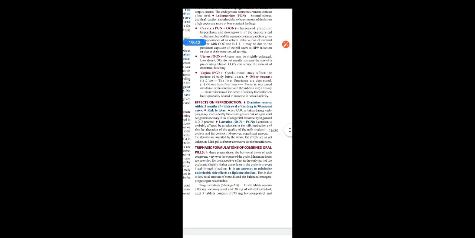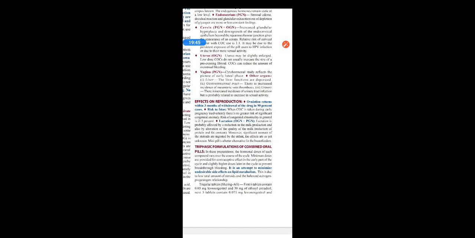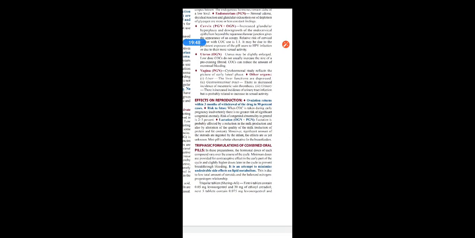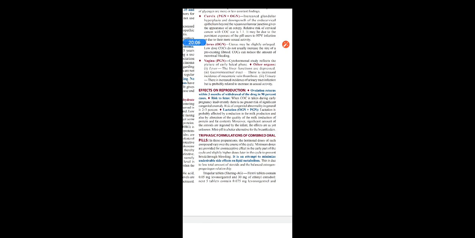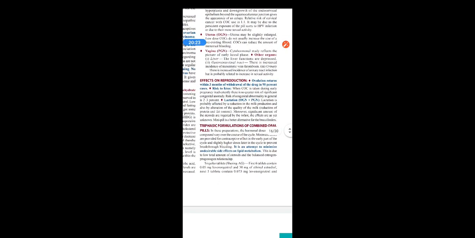And cervix: increased glandular hyperplasia and downgrowth of endocervical epithelium beyond the squamocolumnar junction give the appearance of an ectopy. It looks like cervical ectopy occurred because of the overgrowth of this epithelium. The risk of cervical cancer with OCP use is 1.1. It may be due to the persistent exposure of the pill users to HPV infection, due to their more sexual activity, so there are chances of HPV infection, and more chances of cervical ectopy, which may in future lead to cervical cancer. Uterus may be slightly enlarged.